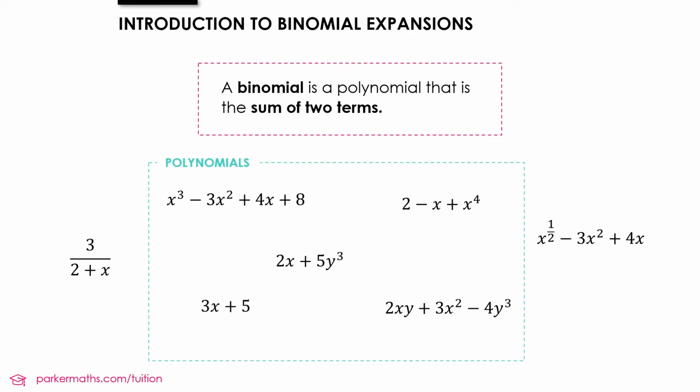Next, see if you can identify which of these are binomials based on the definition above. The answer is these two. We know that they're polynomials, and each one is the sum of two terms. So the purpose of this unit is to be able to take a binomial, put it in a bracket and raise it to a power, say 7, and be able to expand this without having to go to the trouble of writing out lots of brackets and expanding it the long way.